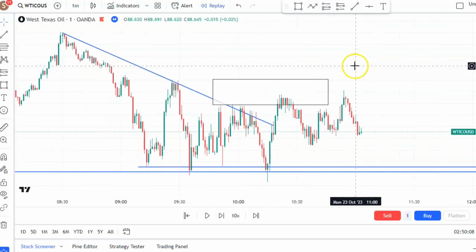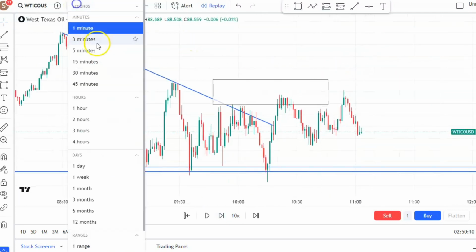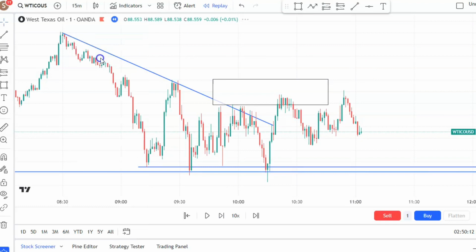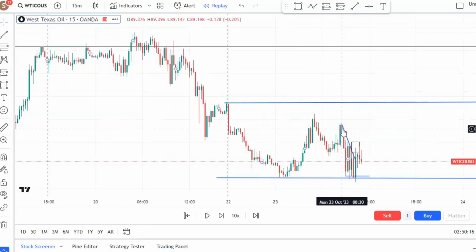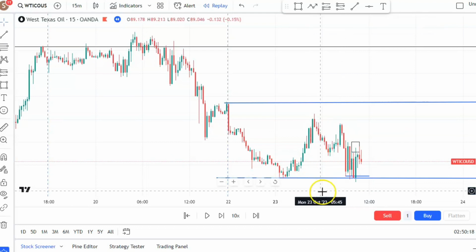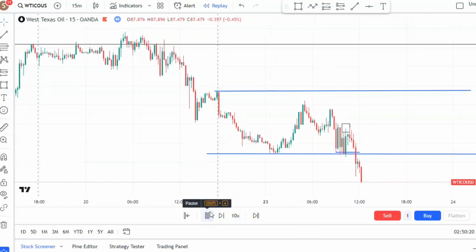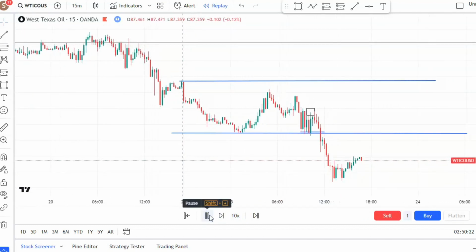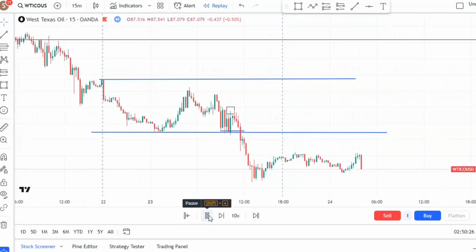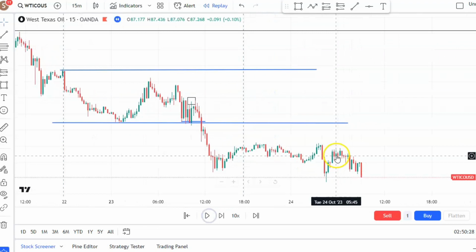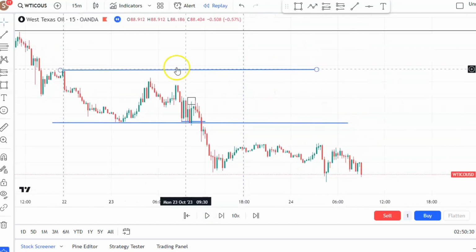All right, so time is up. Nothing on Monday. Moving on to Tuesday. So price continues breaking out. Confirming that on Tuesday we are still looking to sell.